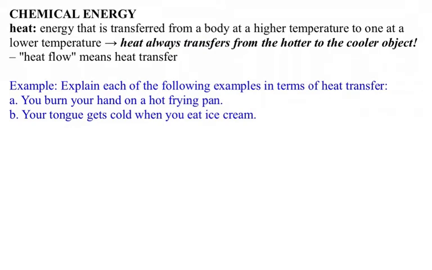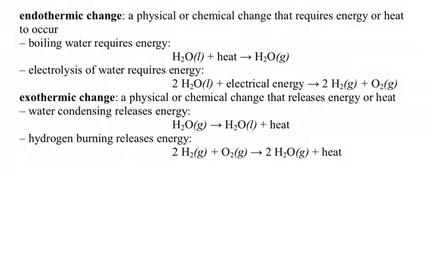So imagine you're holding on to an ice cube. Your hand feels cold because your hand is losing heat to the ice cube. Eventually the ice cube starts to melt because it's receiving the heat. So that's the formal explanation of how heat is always transferred from the hotter object to the cooler object. Now, we're going to talk about what is endo and exothermic change.